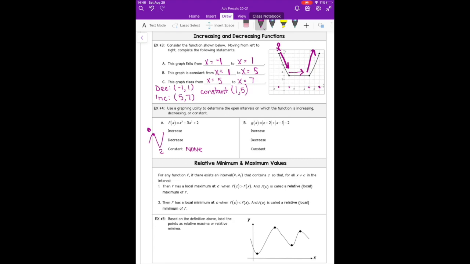It was increasing from what we call negative infinity all the way to 0. Then it goes downhill from 0 to 2. And then it's going to start increasing again at 2 and forever. So that's to infinity. Notice I left a blank there. That's because I can join these two by a U shape that is called a union.